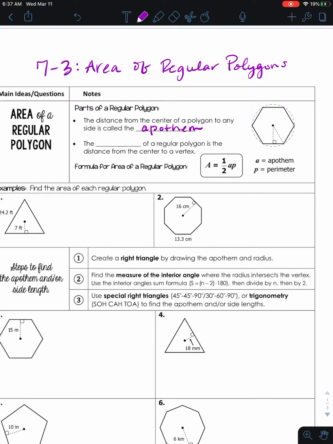Imagine you're saying opossum, you know, like little creatures that hang upside down or get stuck in your attic, but you have a lisp: apothem. That's a real word, I promise.